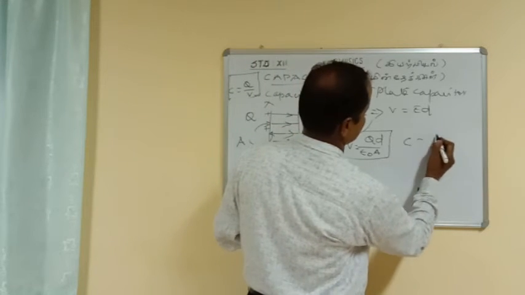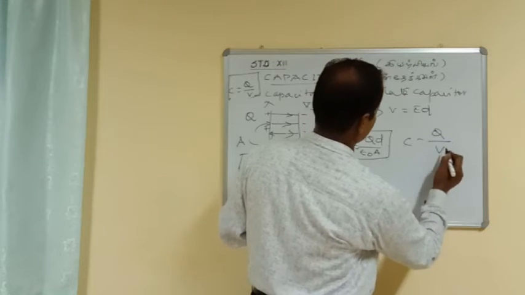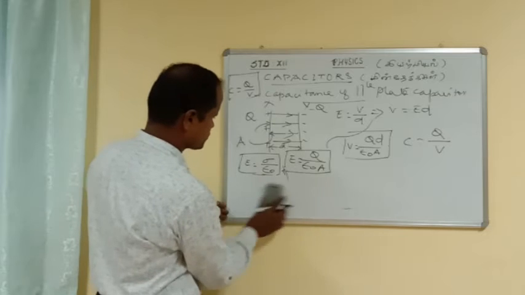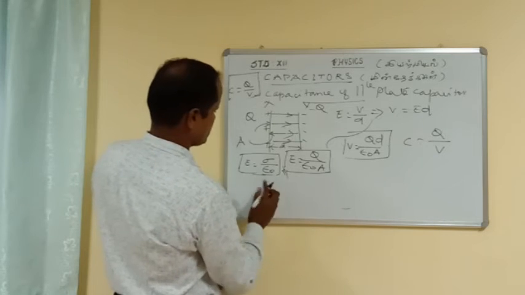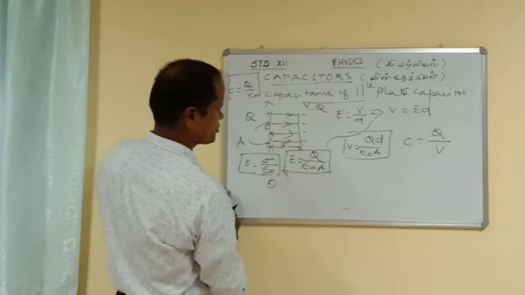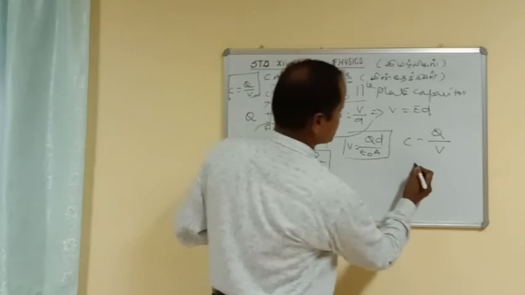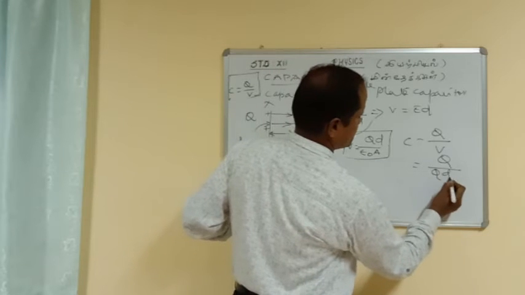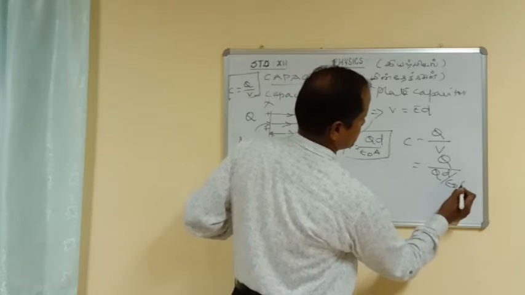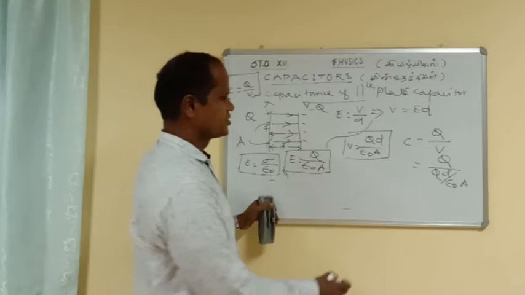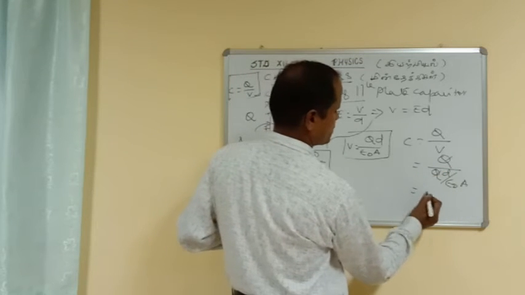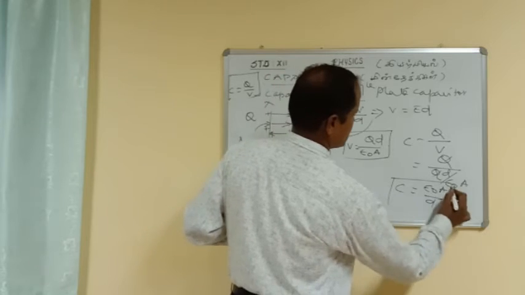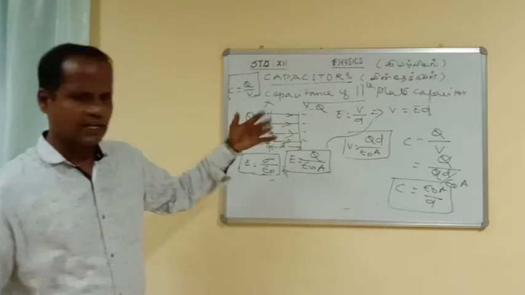What? Q by V. So from this one, your Q value is what? Q is equal to, you put Q as it is, no problem. So this is Q. What's the V value? Q into D by epsilon naught A. Okay, so this Q and Q will be cut off. This becomes epsilon naught A by D. So this is the capacitance. So you can derive like this.